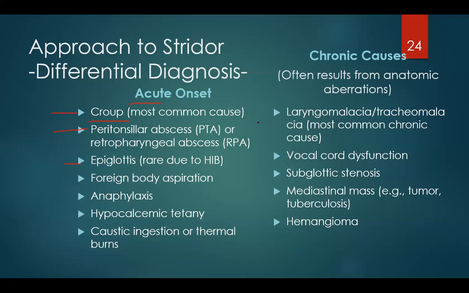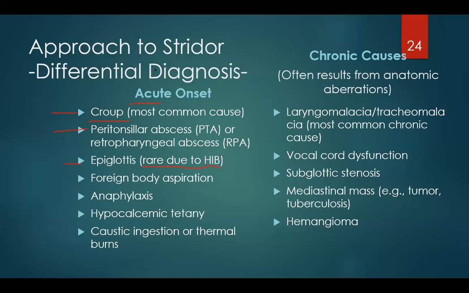No, I'm just kidding. Parainfluenza causes croup, but you should also look that up and have a good idea of some of the distinguishing features. There's also peritonsillar abscess or retropharyngeal abscess. This is generally caused by a strep throat infection. Epiglottitis can be caused from lots of infections, but rarely can be caused from Haemophilus influenzae B.